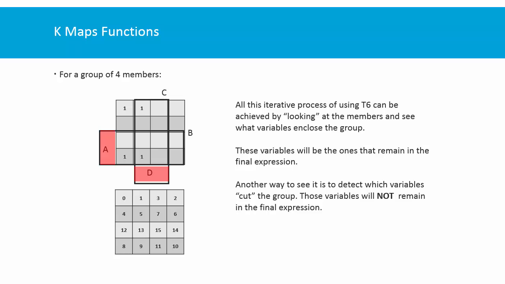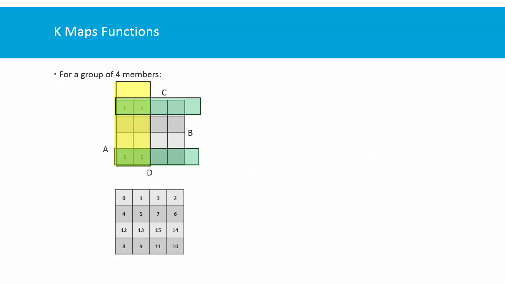Also, we see that variable D also cuts the group, because we have two ones that are inside the D area, and we also have two ones which are outside this area. So because of this, we know that the variables that should be in the group are C and B, and A and D should disappear from the expression. Here's how you could visualize this.